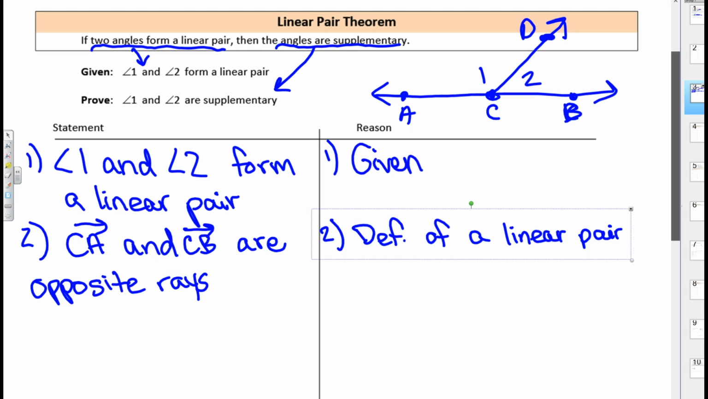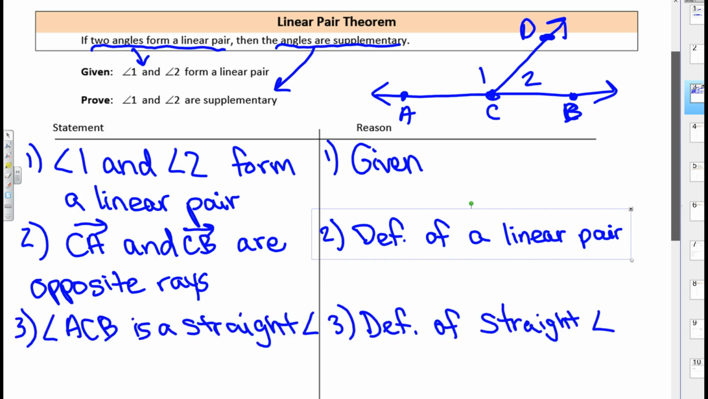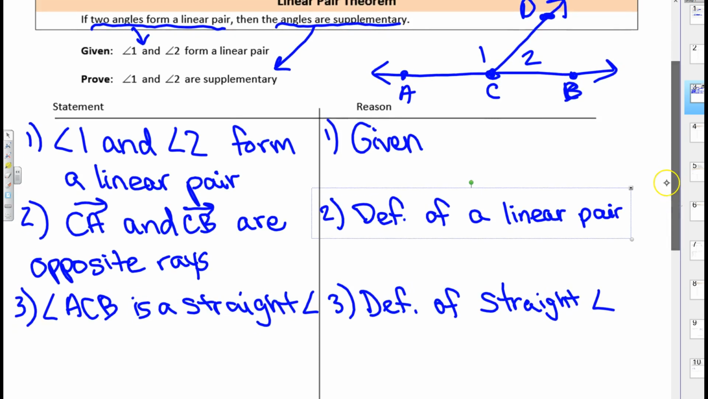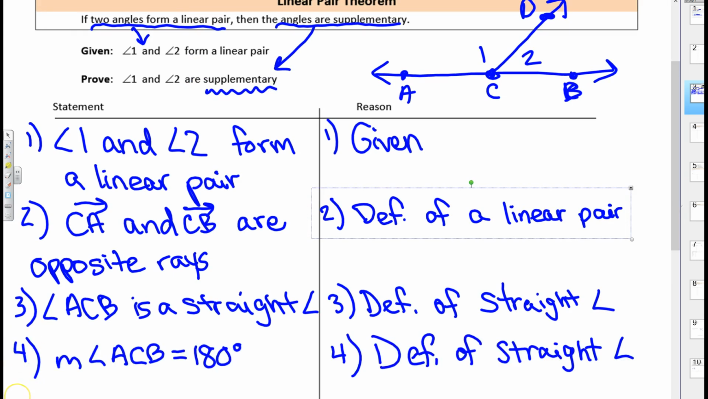Well, we also know that angle ACB is a straight angle, and we know that by the definition of a straight angle. Well, straight angles also have 180 degrees, and I like that because 180 degrees has to do with the word supplementary. So that's going to be my fourth step. So we know that ACB is 180 degrees by the definition of a straight angle.